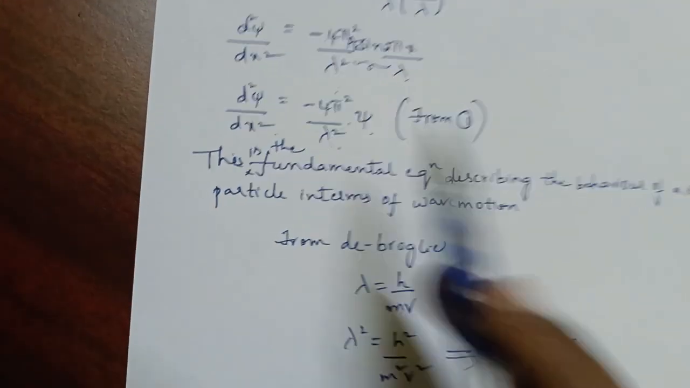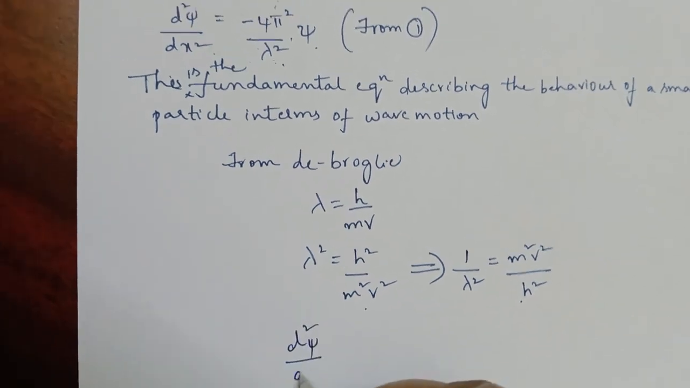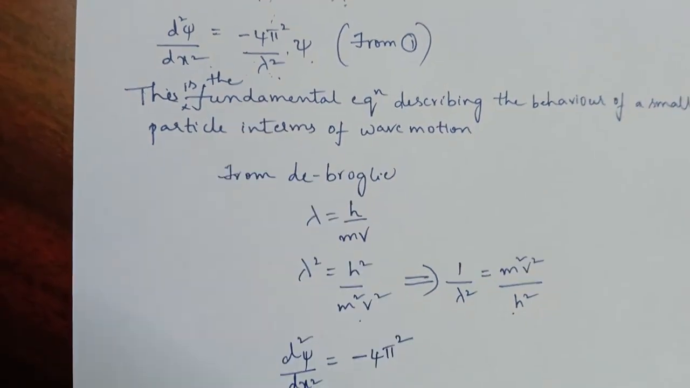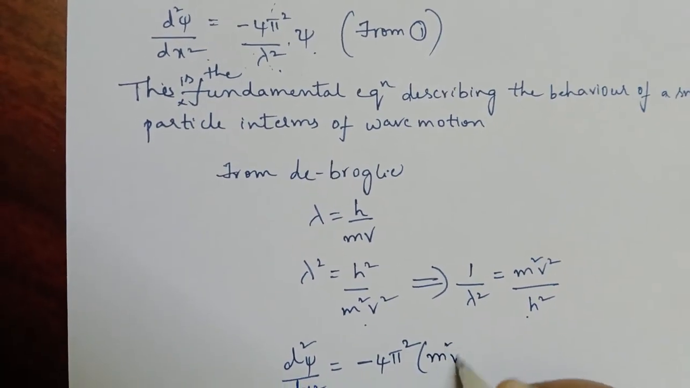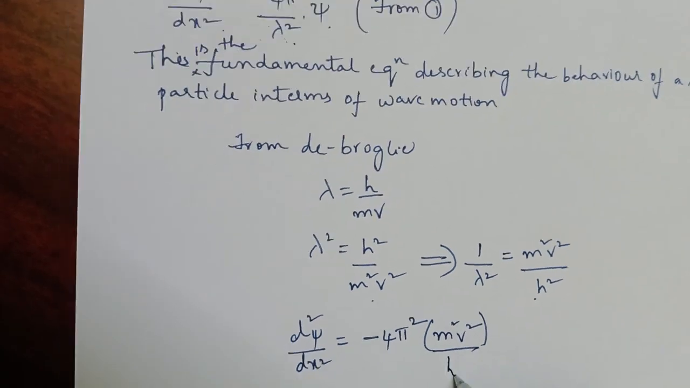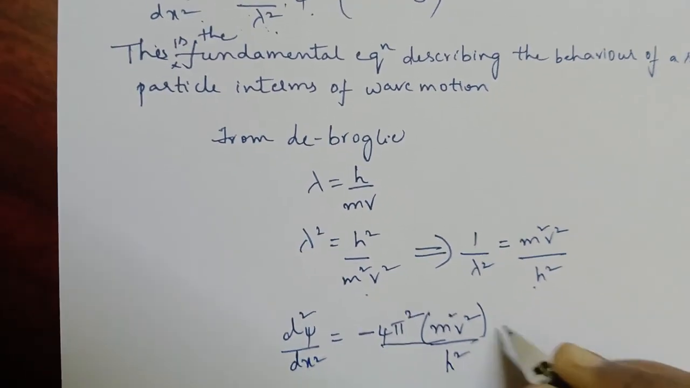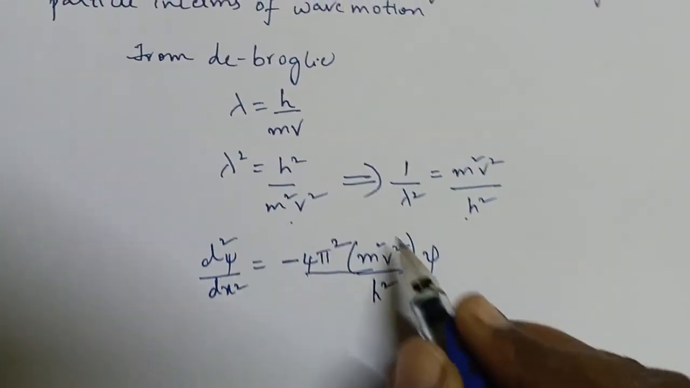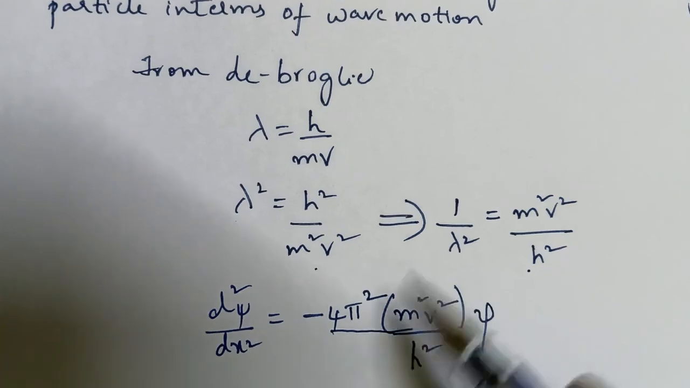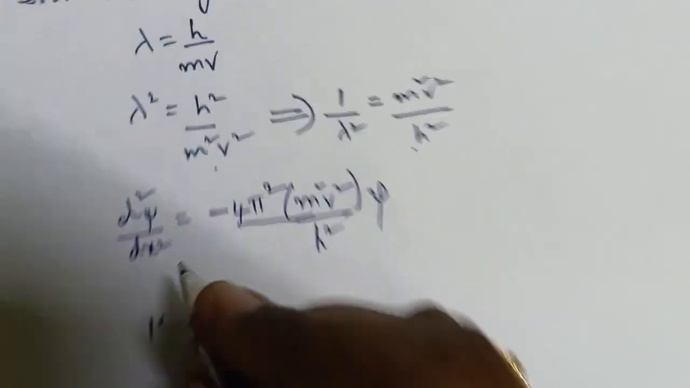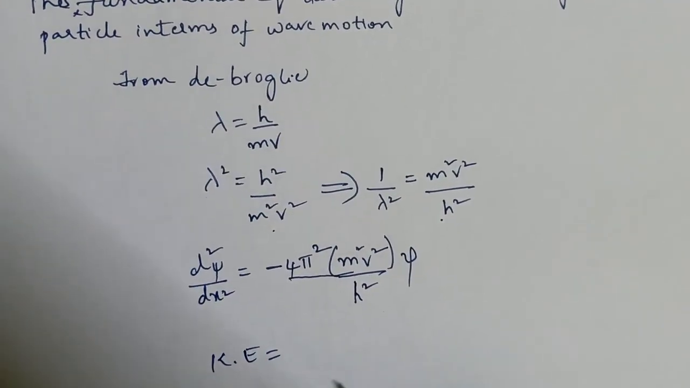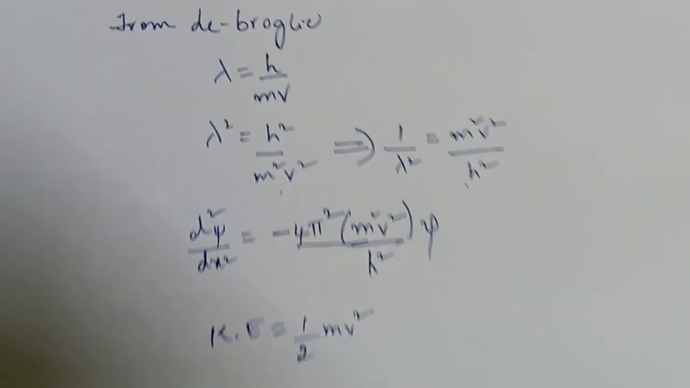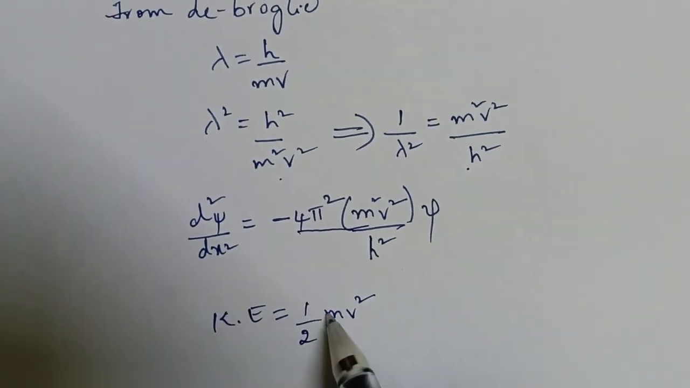Substitute this equation here. Then d square psi by dx square is equal to minus 4 pi square, 1 by lambda square means m square v square by h square, into psi. Okay. Now in order to substitute some value for this m square v square, I am considering kinetic energy. We have kinetic energy is equal to half m v square. But I want m square v square.